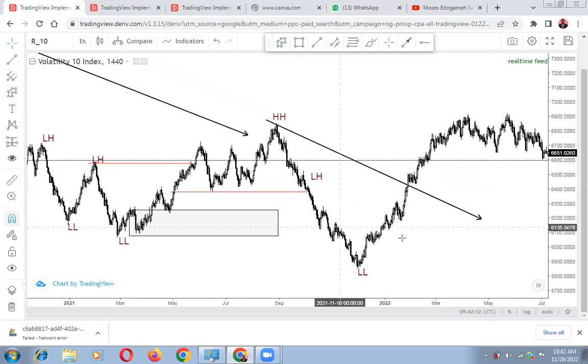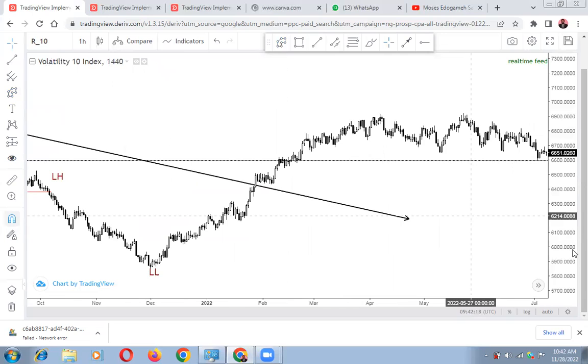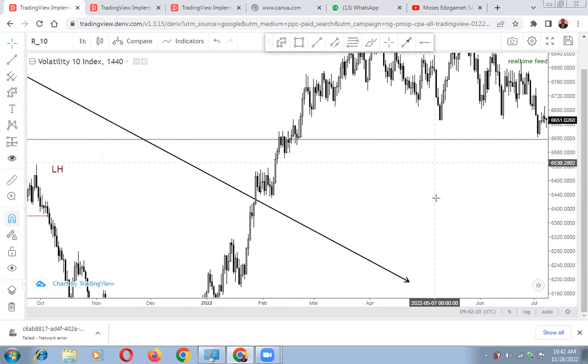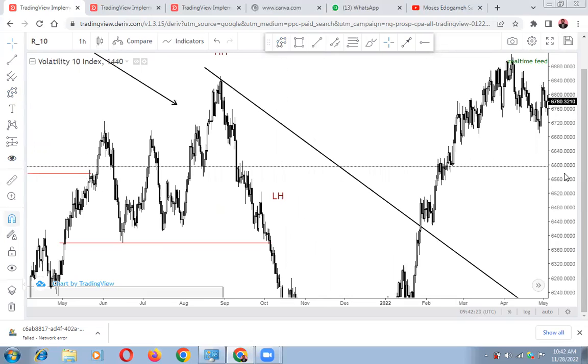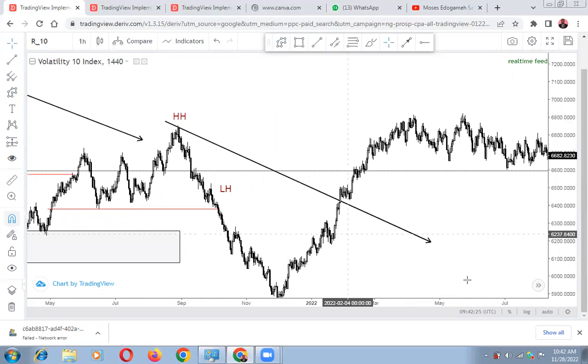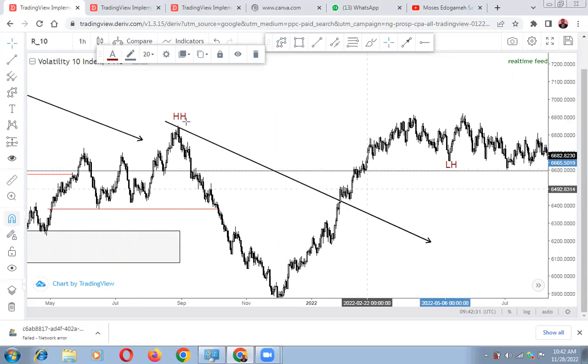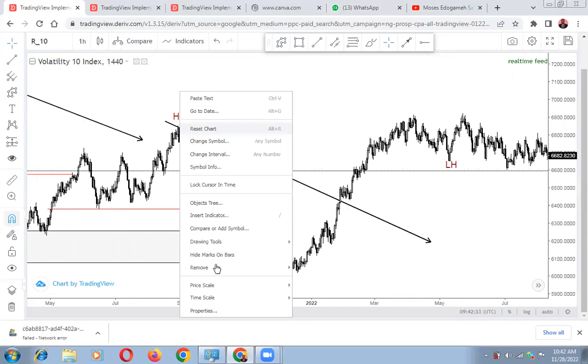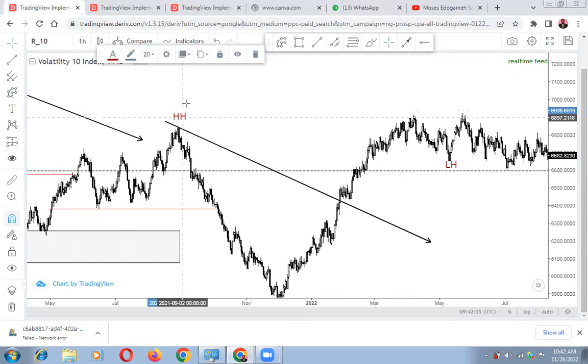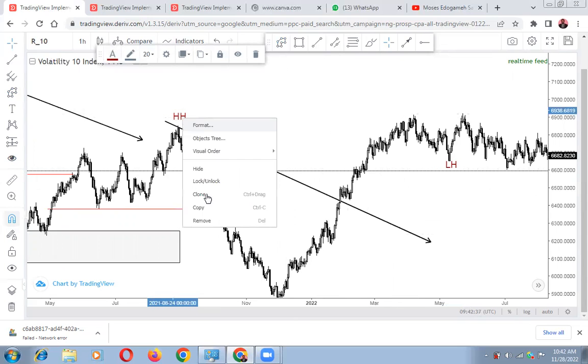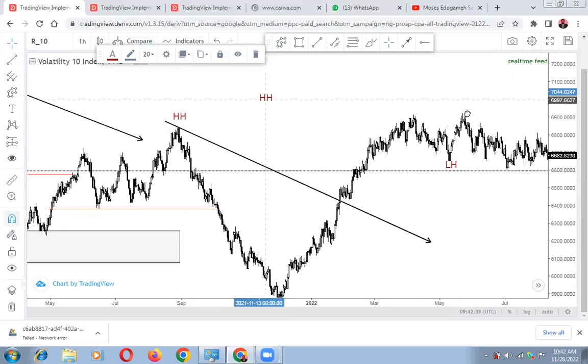So let's continue. Price came all the way to this place. And what were we expecting? We're expecting price to continue coming down. It's a long history. So let's go on. Price came here and started changing course. This was a higher high.